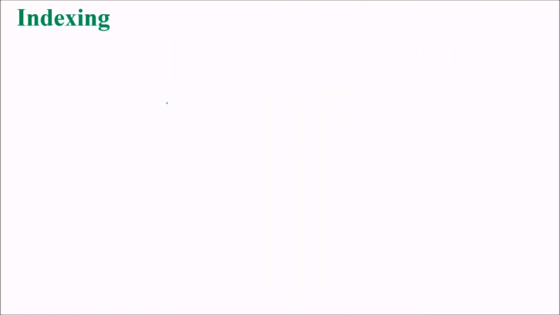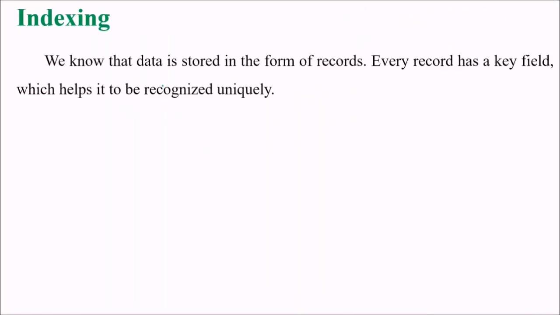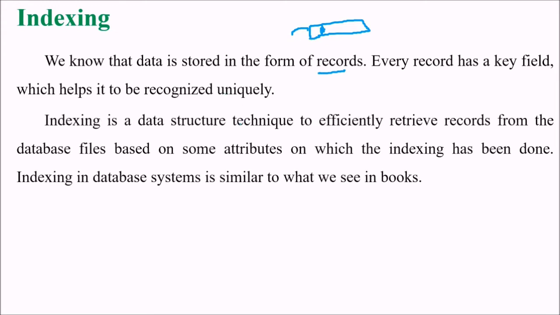What is indexing? What do you mean by indexing? We know that data is stored in the form of records in a database. Every record has a key field which helps us to recognize it uniquely. So indexing is a data structure technique to efficiently retrieve these records from the database files based on some attributes on which the indexing has been done.